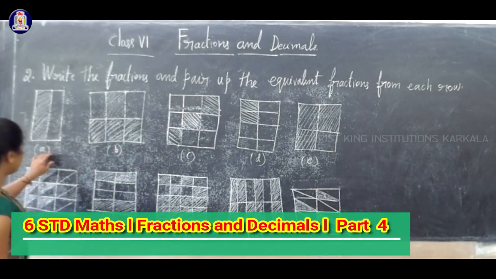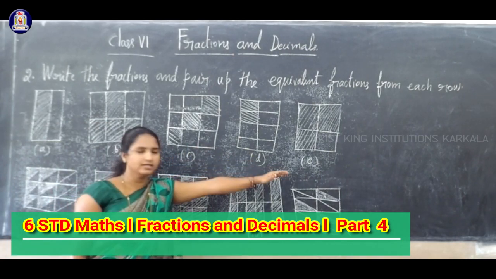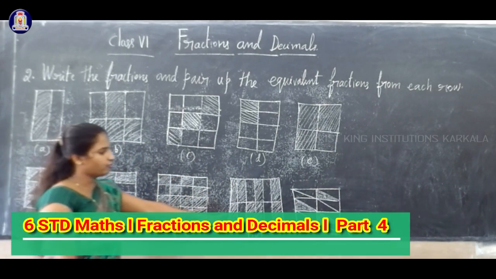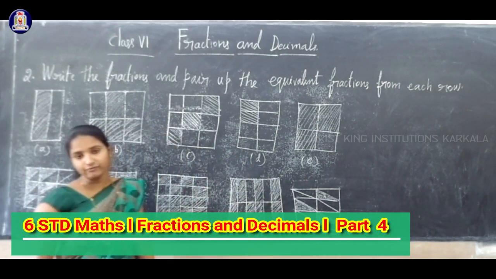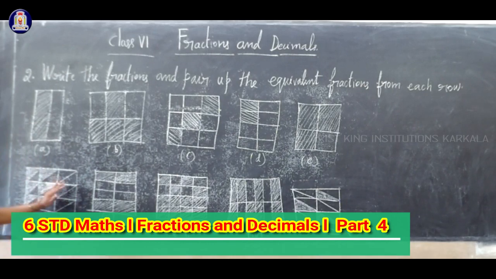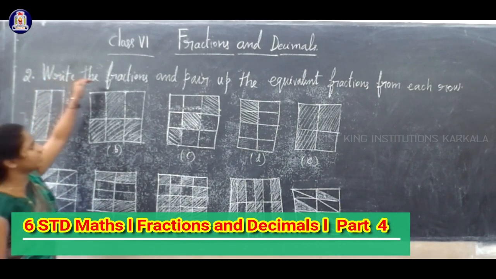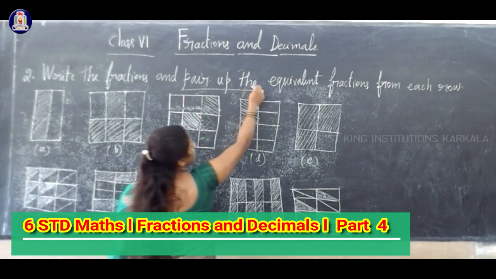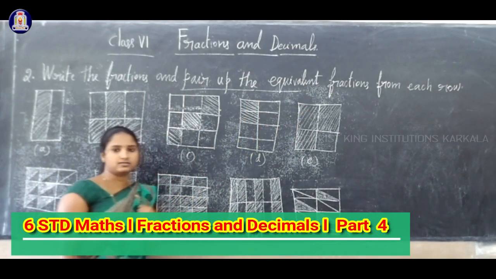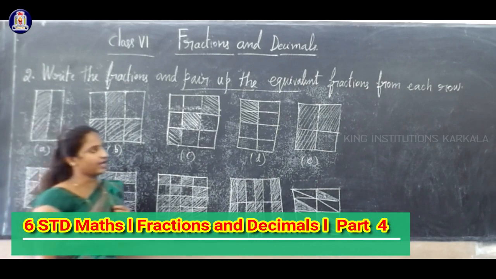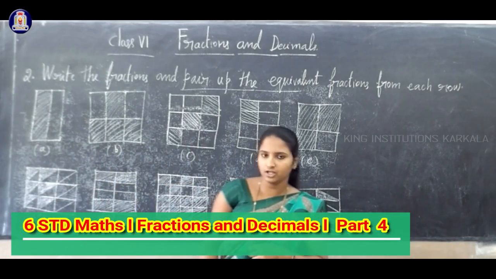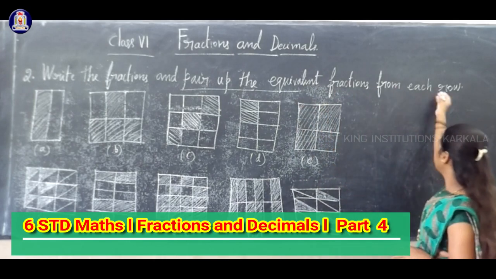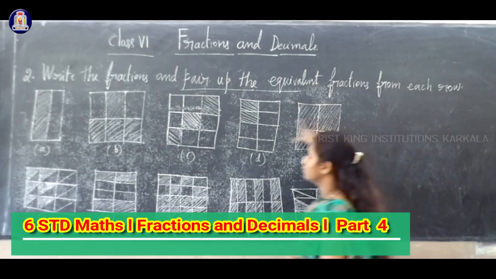See, here there are 1, 2, 3, 4, 5 figures given. Then answer figures 1, 2, 3, 4, 5. So total 10 figures are given. In this you have to write the fractions, first write the fraction and then pair the equivalent fractions. What are equivalent fractions? Equal fractions. Clear? Equivalent fractions from each row. Okay, this is a row.